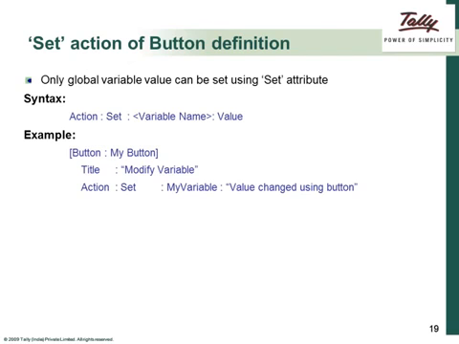So we start with something called buttons, right? I am going to make my interface a little more interactive. So I will have a definition type called button. A button always has a title. There is an attribute called action, and one of the actions is set, which is similar to the attribute that we have at the report level.